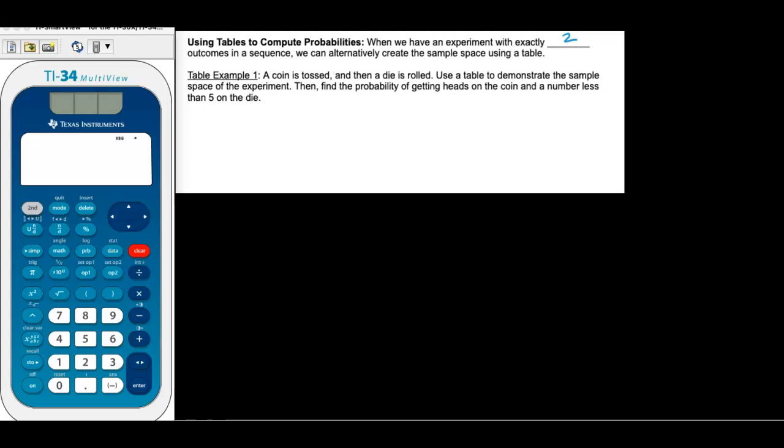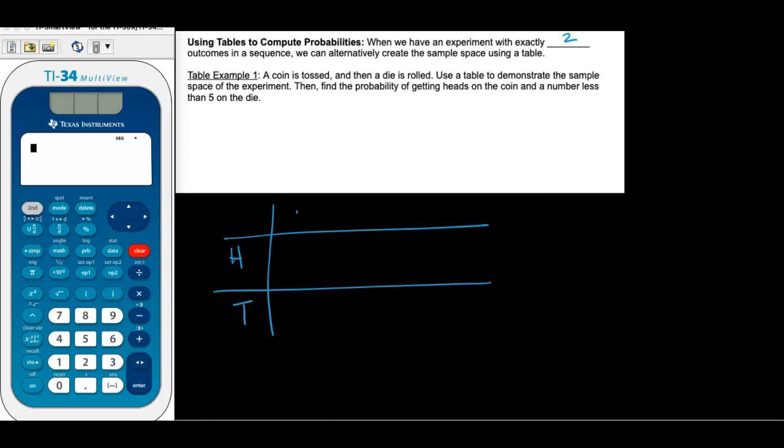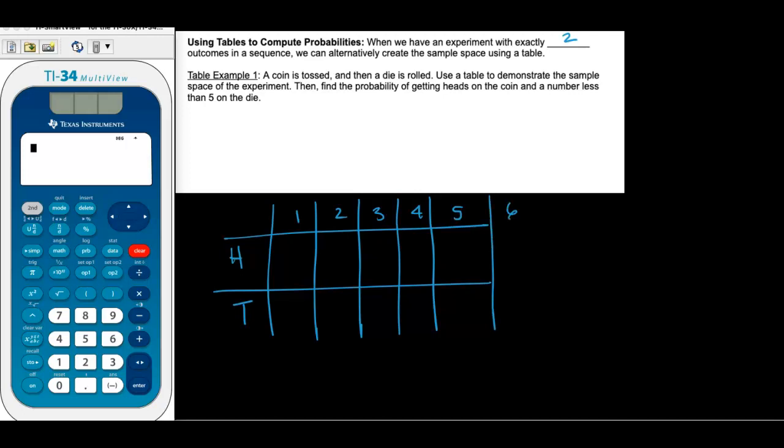All you need to do on one side of the table is illustrate all of the outcomes for the coin toss. I'm going to put those vertically here. For the coin toss, we can either get a heads or a tails. And for the die, we could get a 1, a 2, a 3, a 4, a 5, and a 6. I could have put the outcomes for rolling a die on the vertical side and flipped these around, and that would have been okay too.